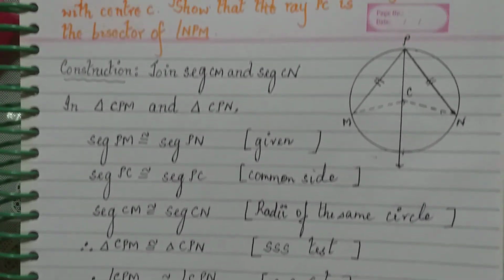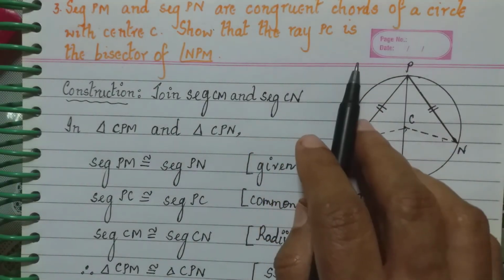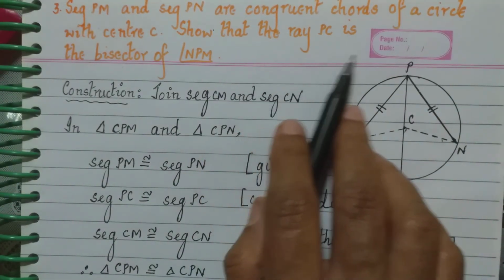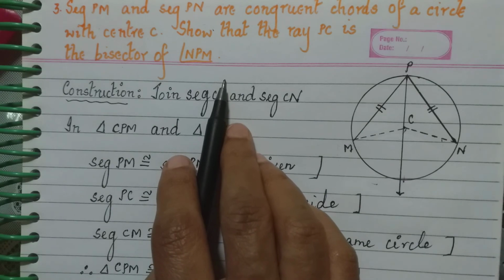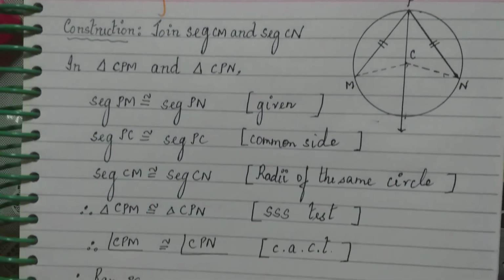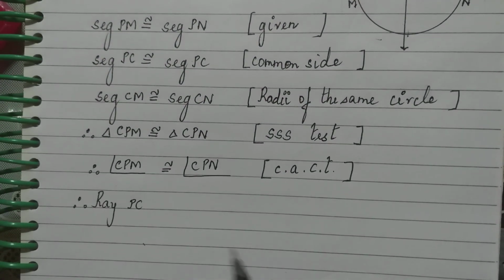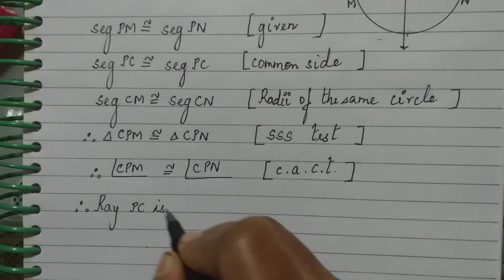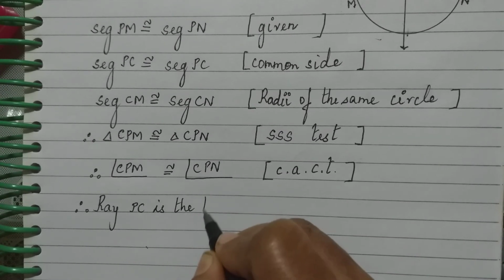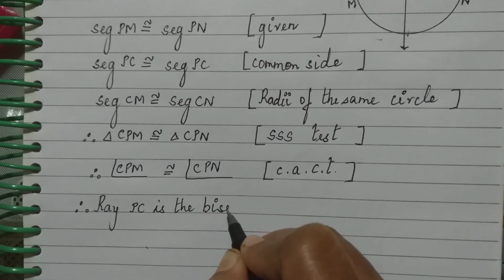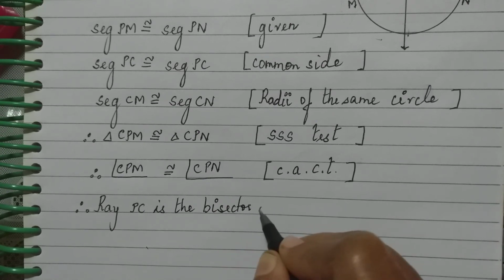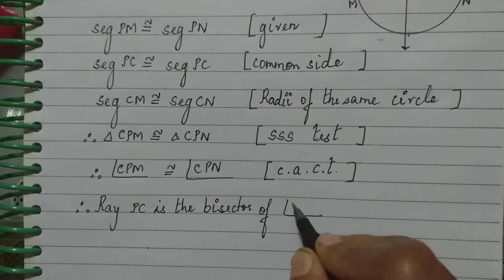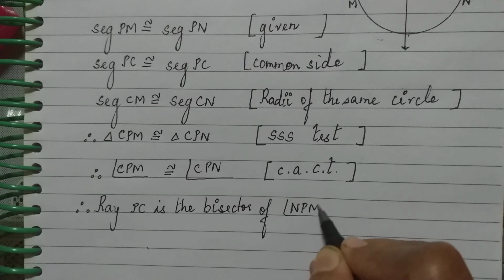Therefore, now we can write the last statement. What the question says: show that the ray PC is the bisector of angle NPM. Therefore, ray PC is the bisector of angle NPM.